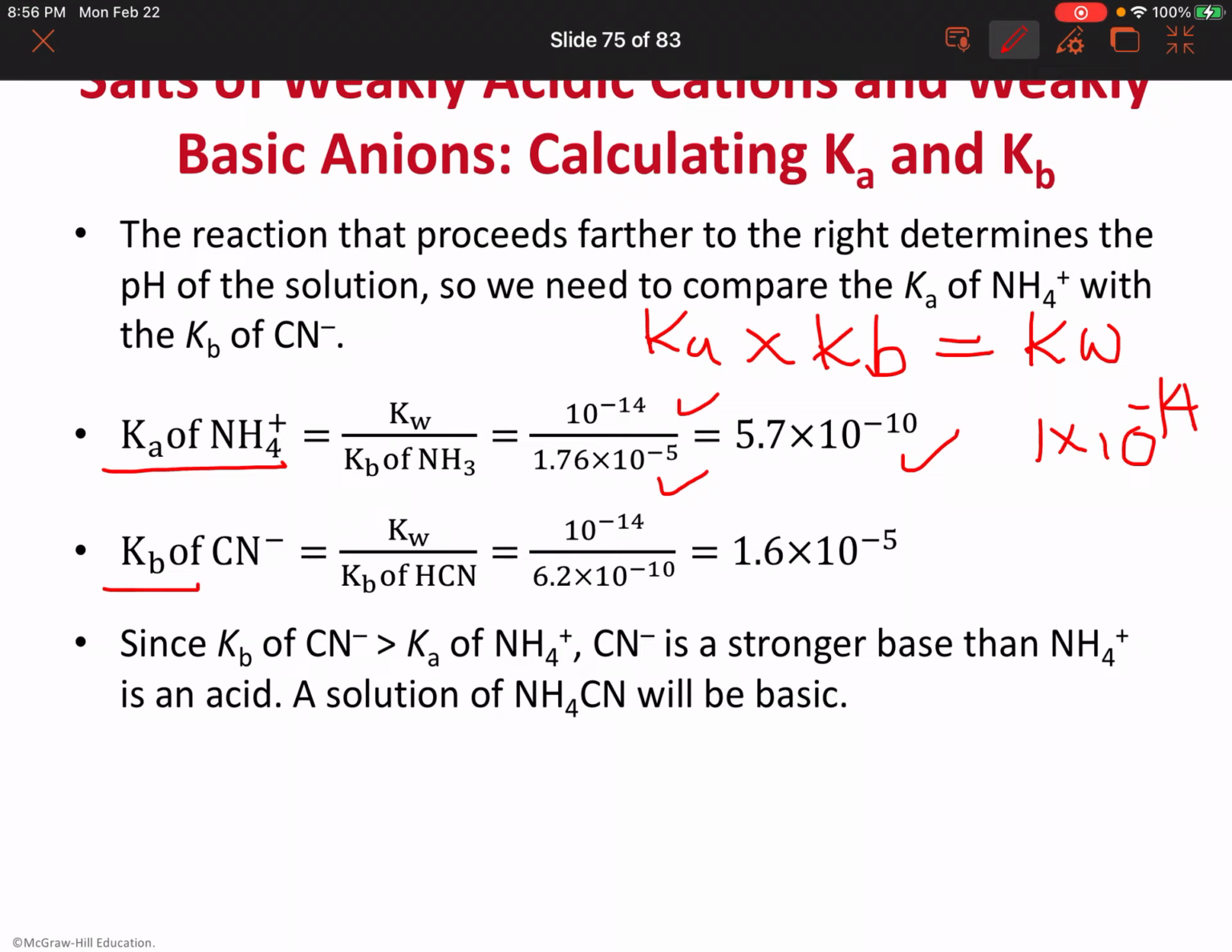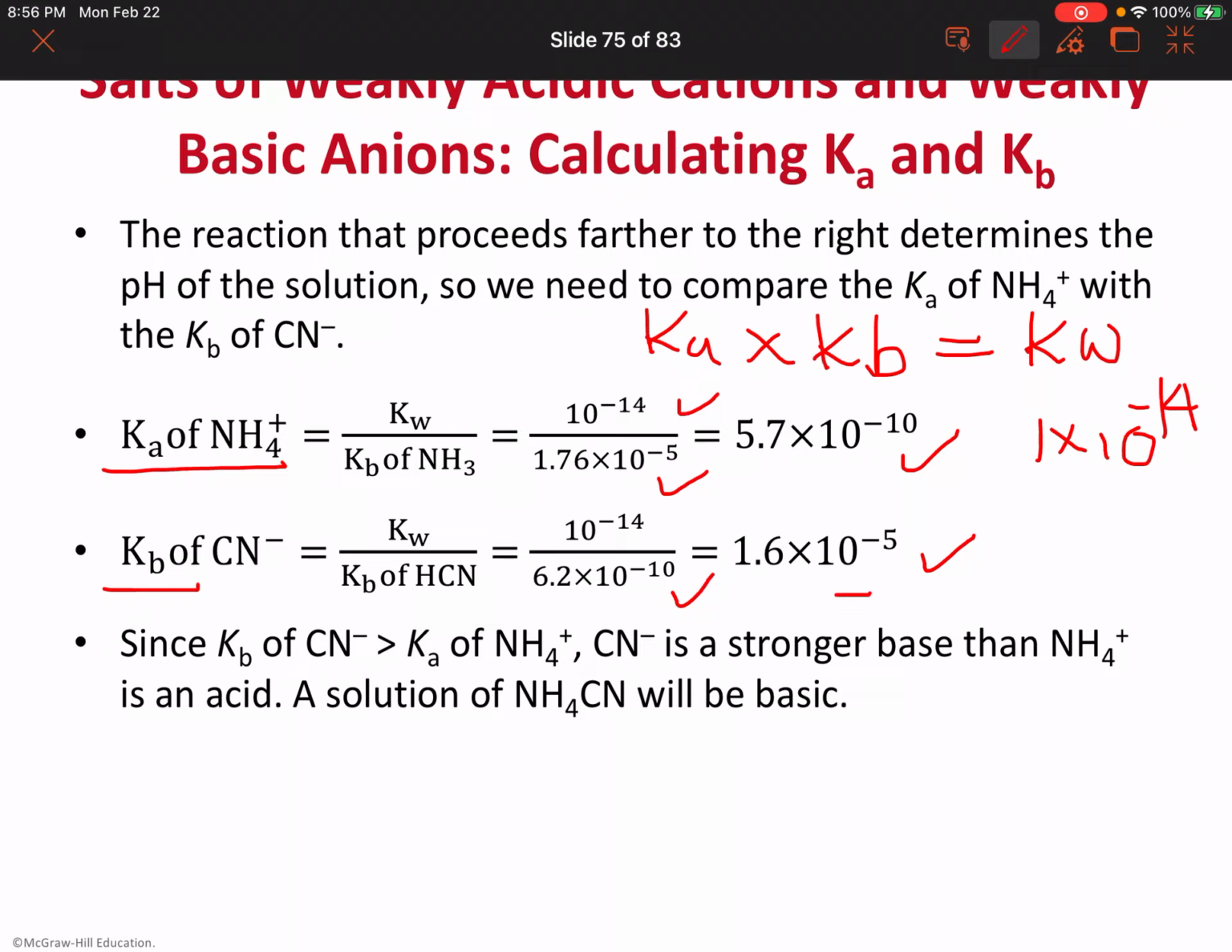Whereas for the Kb of cyanide, again it is going to be Kw over Ka of HCN. So 10^-14 over 6.2 times 10^-10. You can find this value from the literature values for hydrogen cyanide. That gives us 1.6 times 10^-5.